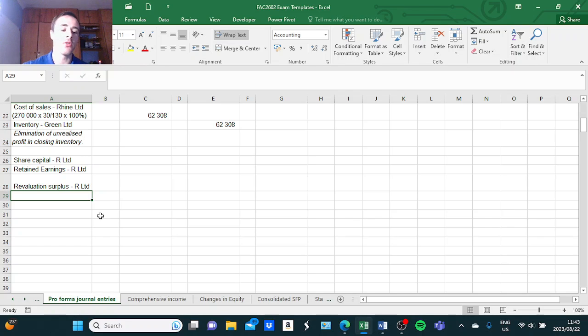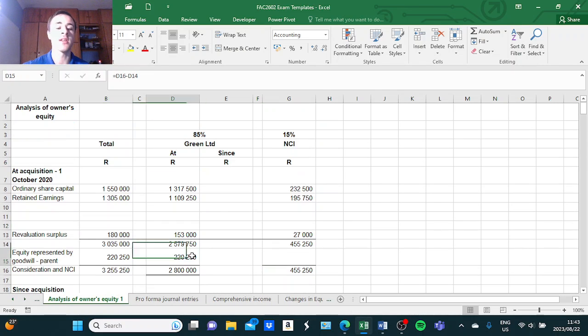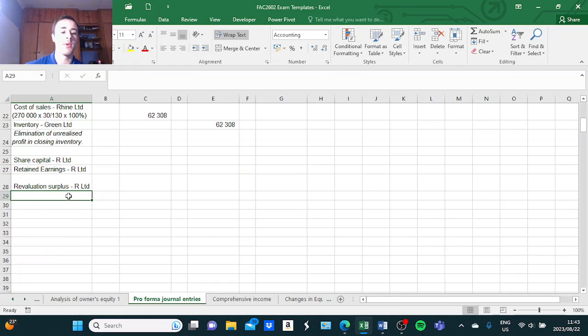Then we have calculated goodwill as well. Okay, refer back to your analysis of owner's equity calculation. The amount of goodwill is 220,250. So we will also debit goodwill, and goodwill will be disclosed as a non-current asset in the consolidated statement of financial position. Okay, this will be addressed in the next question. So we will debit all of these items right here.